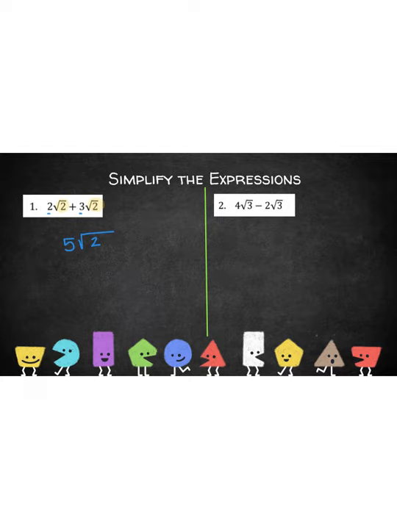Okay, we're going to do the same thing with the next one. I'm going to go ahead and look, and I have the square root of 3 and the square root of 3. So because those are the same, I can go ahead and take the numbers out front. So I have a 4, and this one is subtracting. So I'm going to say minus 2, and I get 2 square root 3. So the square root 3 stays the same. And those are going to be your final answers for number 1 and number 2.